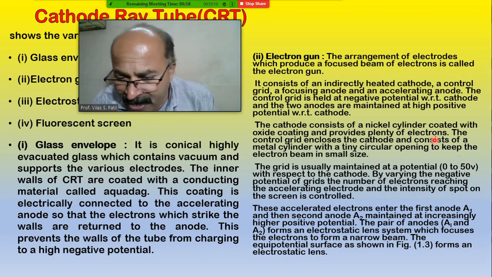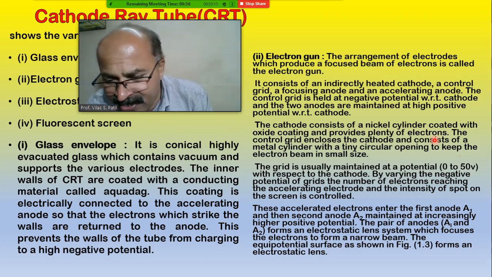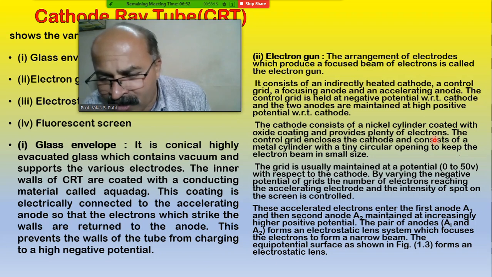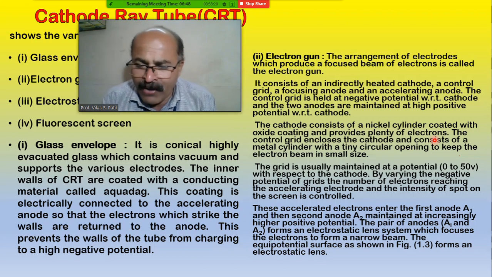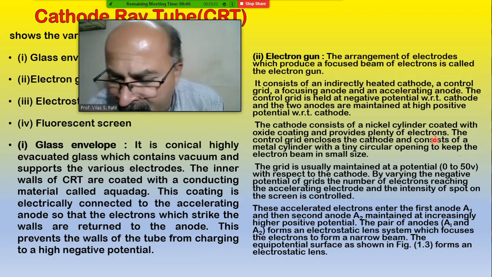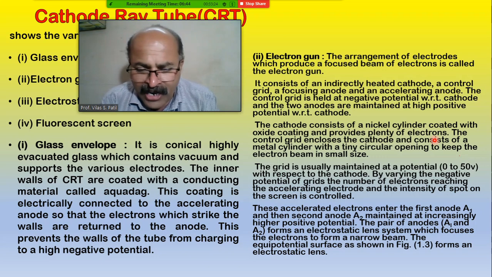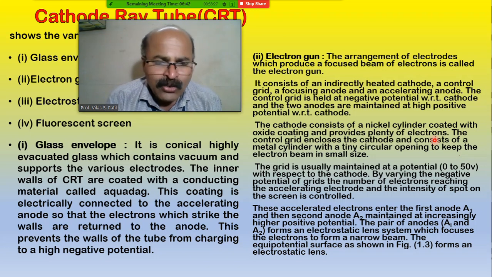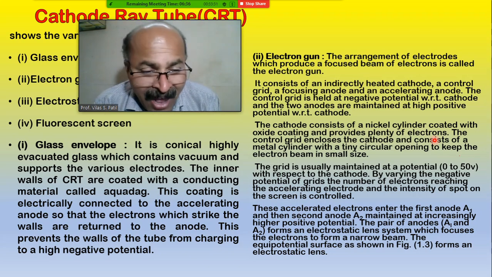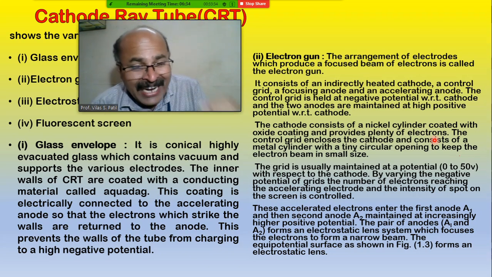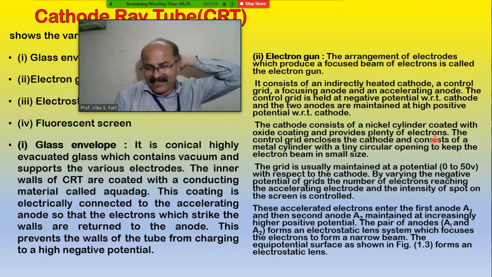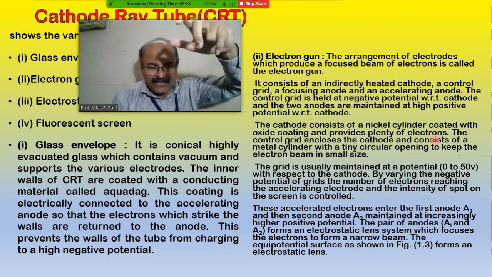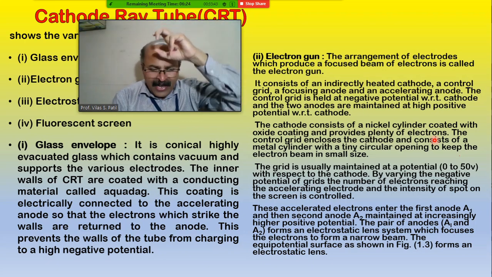The grid is usually maintained in the potential of 0 to 50 volt with respect to cathode, and by varying the negative potential on the control grid, the number of electrons reaching toward the screen is decided, and hence the intensity as well as the focusing will be arranged.